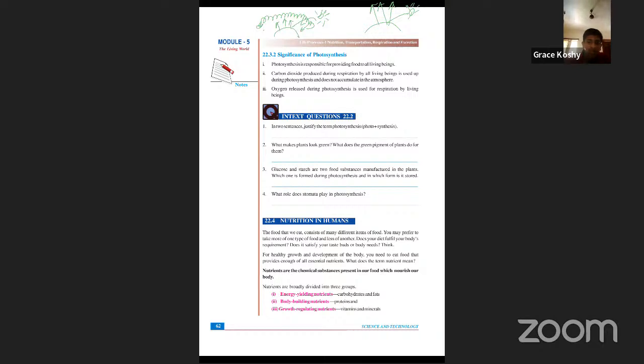What does the term nutrient mean? Underline this. Nutrients are chemical substances present in our food which nourish our body.